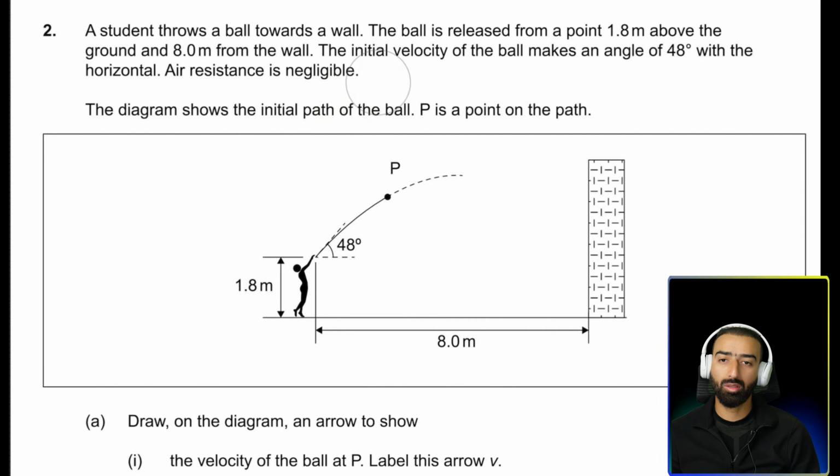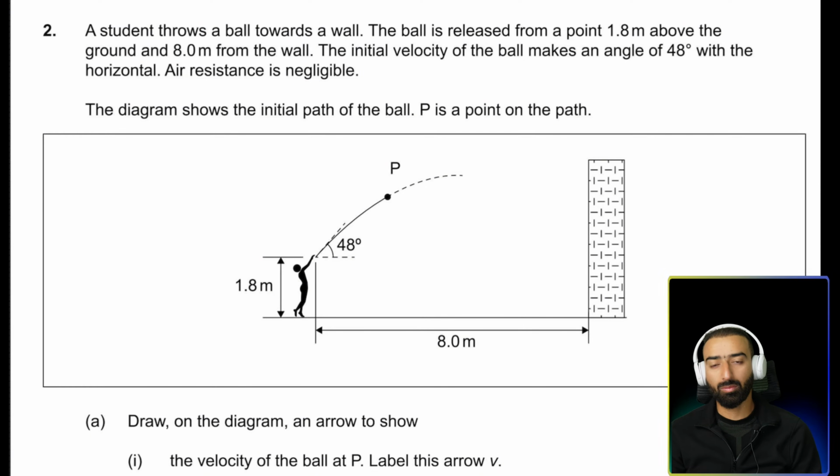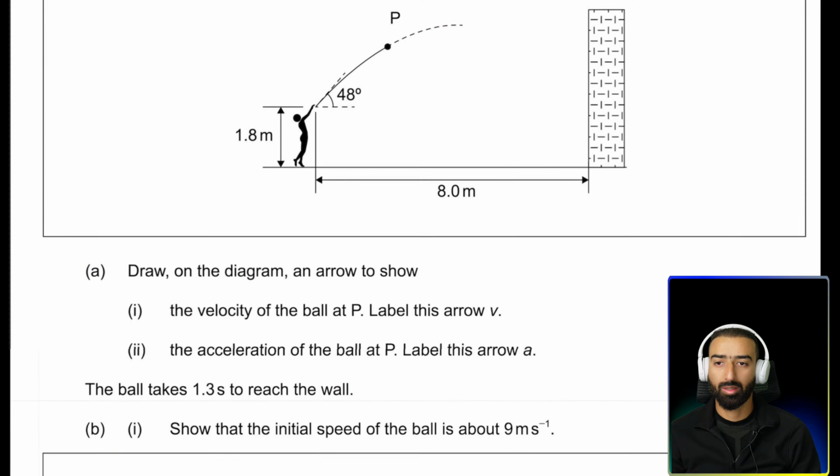The initial velocity of the ball makes an angle of 48 degrees with the horizontal, shown here. Air resistance is negligible. That's good. The diagram shows the initial path of the ball. P is a point on the path. So P here is a point on the path which the ball travels. Let's move on to the question.